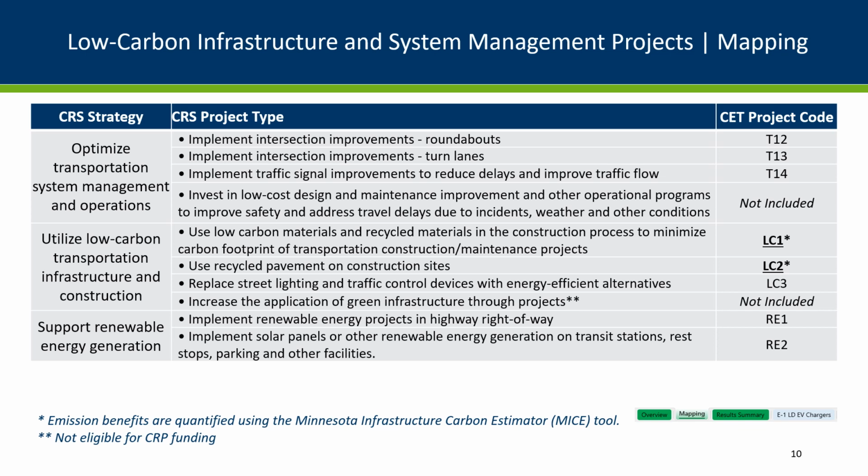The last set of project types covers three diverse areas. This includes system optimization projects like signal coordination or installing roundabouts in T12 through T14, low carbon infrastructure projects in LC1 through 3, and renewable energy generation projects in RE1 and RE2. As noted earlier, LC1 and LC2 use the MICE tool for estimating the benefits, and T12 through T14 use outputs from the FHWA CMAQ calculator tool. More information on how to use those is given in each project tab and in the user's guide. We will also show an example today.